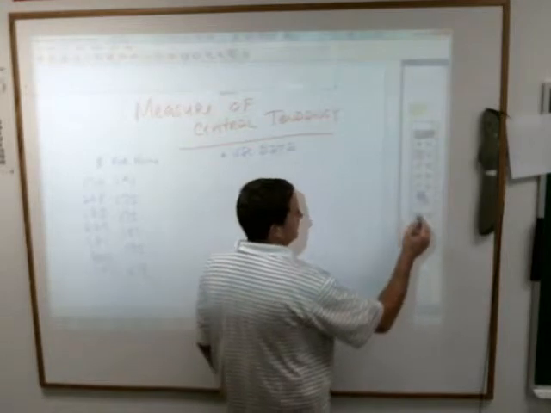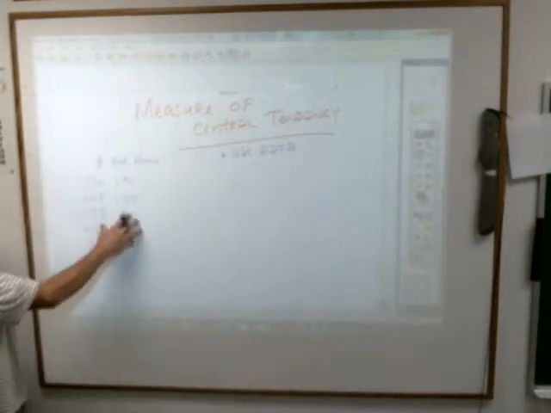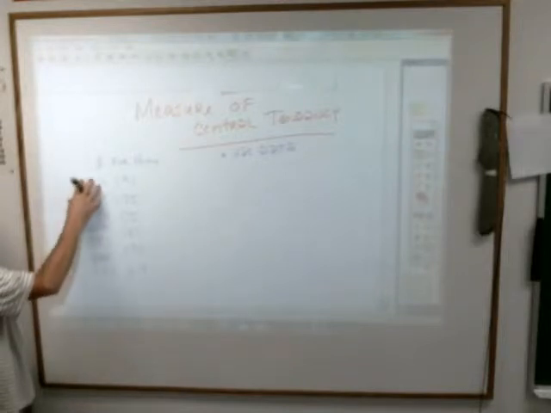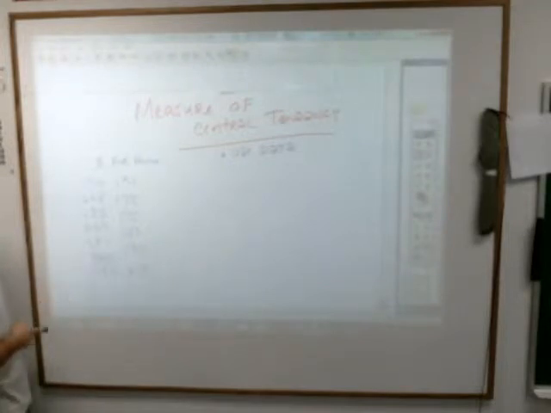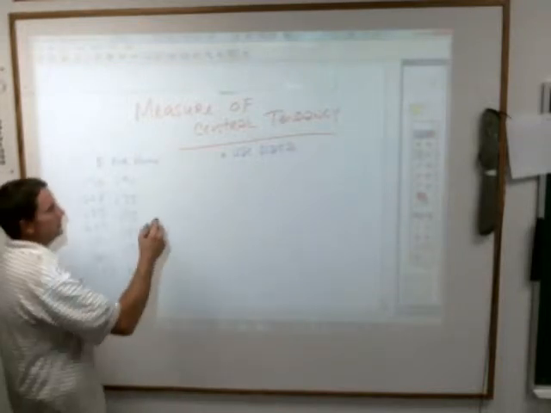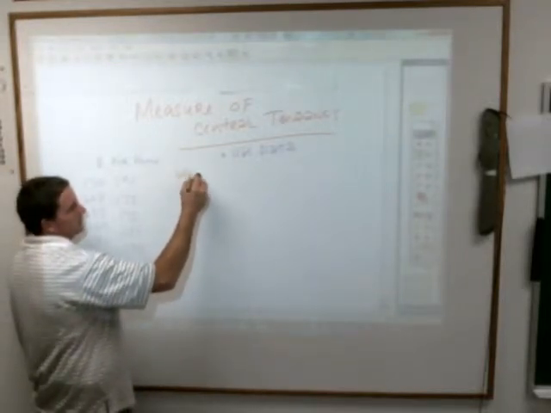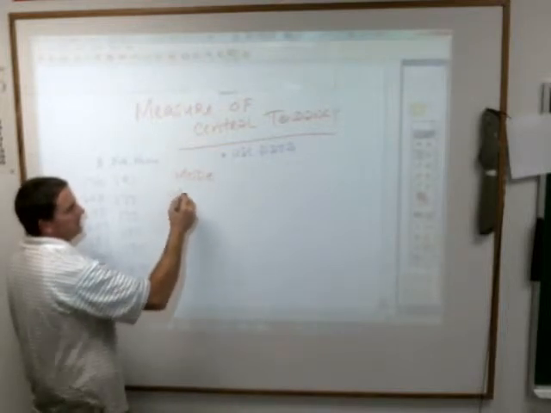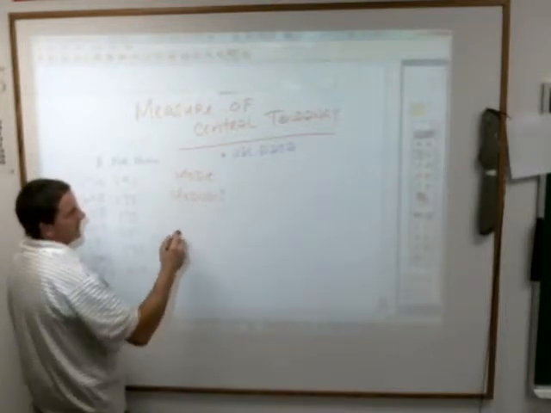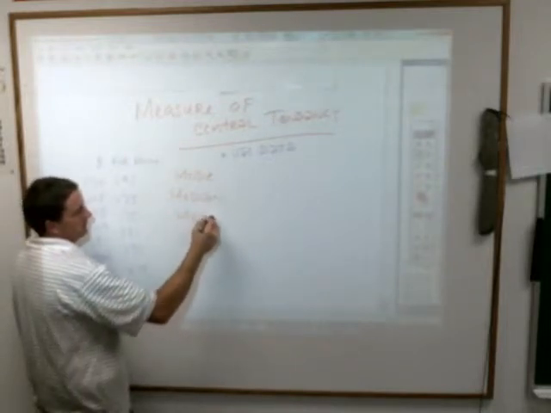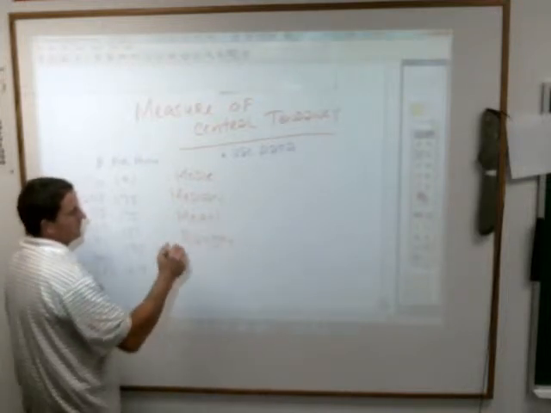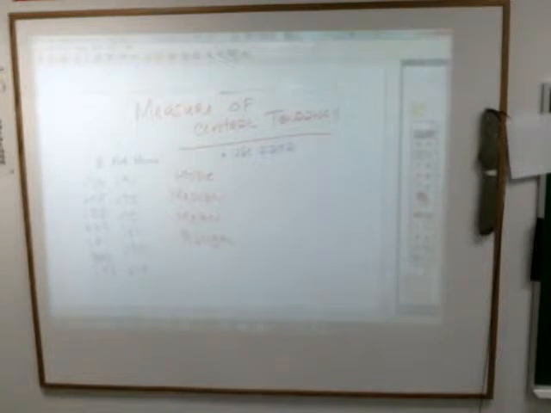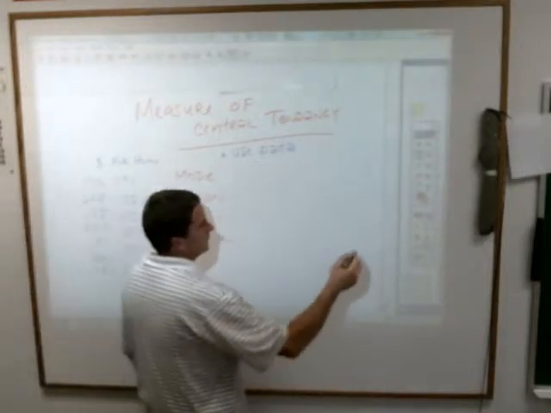Usually when you're given raw data, just looking at this doesn't mean a whole lot to most people. You might be able to say it looks like most houses fall close to $180,000 or $190,000. But when we talk about measures of central tendency, we talk about 4 different things. We have the mode, the median, we've done this before, the mean, the 3 M's, and the last one is called range.